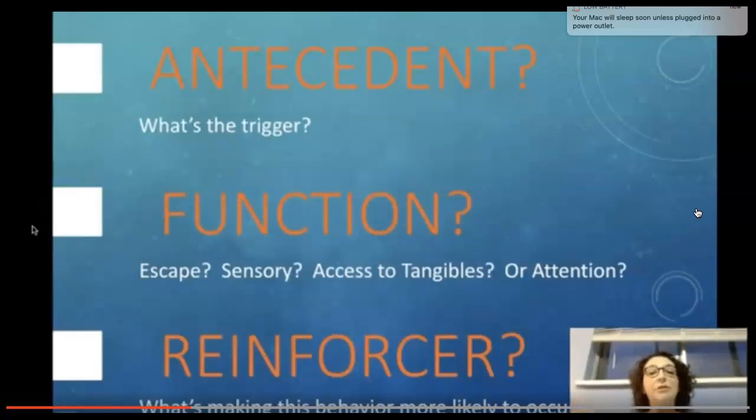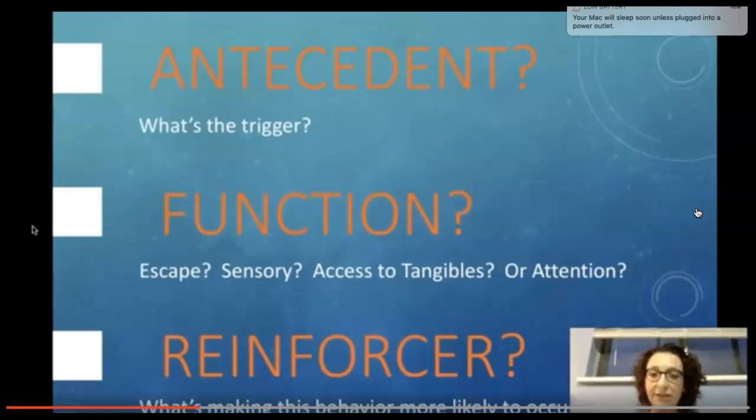So to review, these are very common principles and vocabulary that are important to know when we're working with behavior and trying to collaborate with the behavior specialist. We're looking for the antecedent, and that's the trigger: what happened directly before the behavior happened? We're also going to look at the function. What is the function? Was it escape, sensory, access to tangibles, or attention? The only way we can determine function is by collecting all that data.